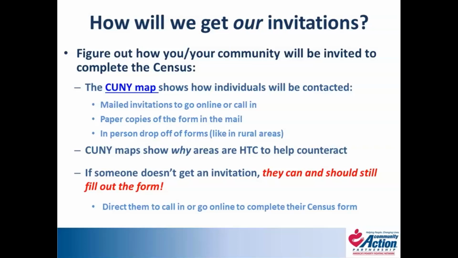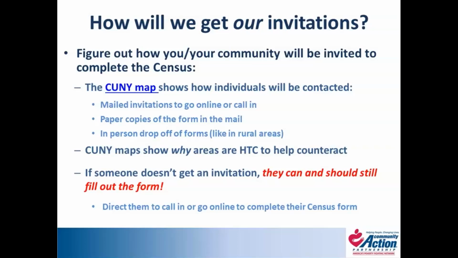Very interesting stuff there. The CUNY maps also show you why people in your area might be harder to count than others. Is there a language barrier? Is there internet access issues? Is there mail issue? They'll tell you all of that on these maps, so it's a good idea to go check it out just to see what your area is looking at. Somebody might not get an invitation, and there are lots of reasons. It could be a new housing complex that didn't make it into the Census Master Address file.